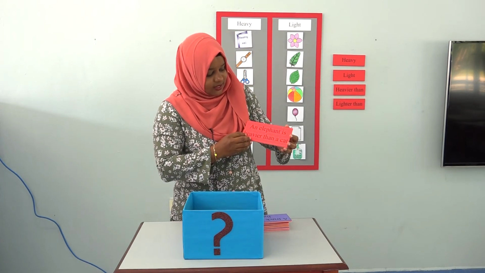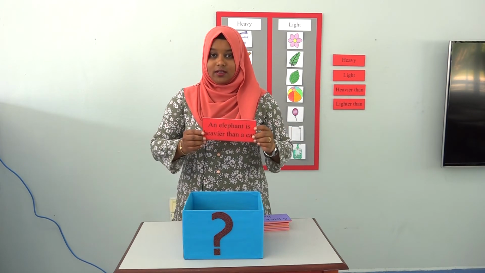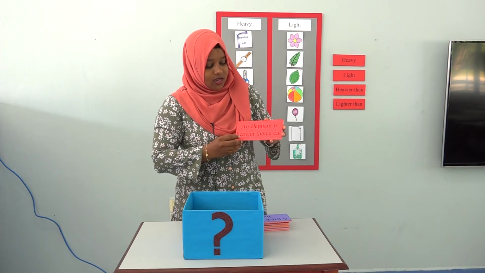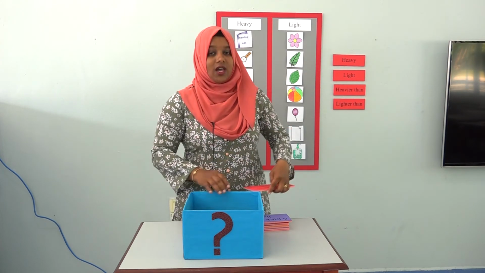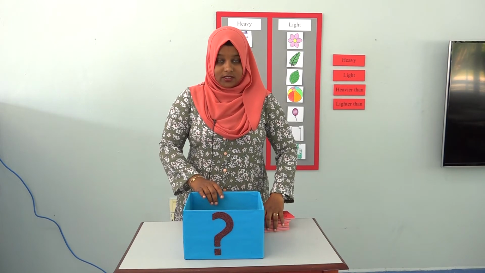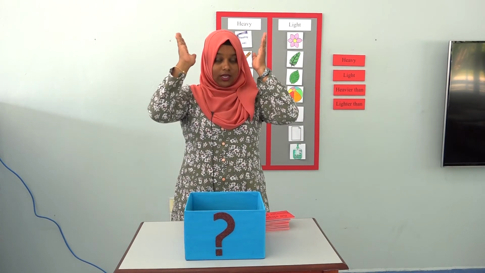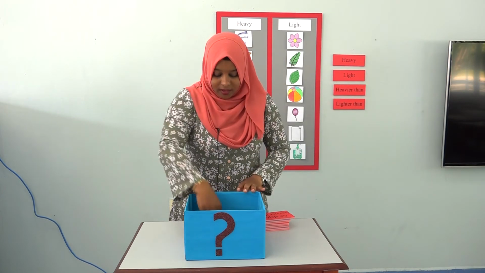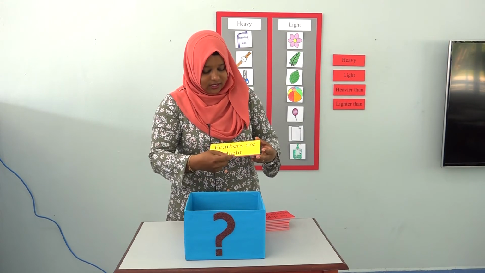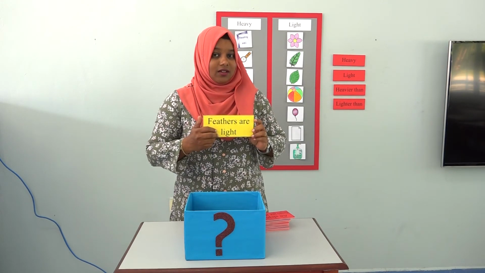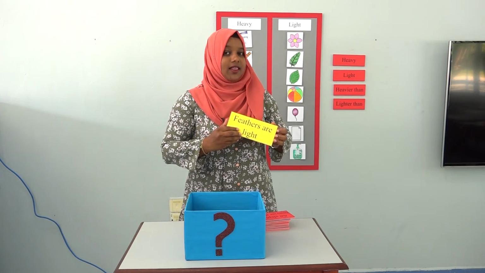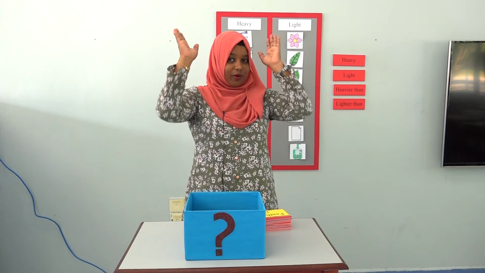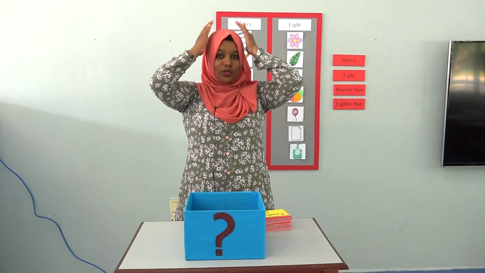An elephant is heavier than a cat. Is this true or false? Yes, this is true. Elephants are heavier than cats. So we are going to tap our heads. 1, 2, 3. The last one, it says feathers are light. Yes, feathers are light. So the statement is correct. So let's tap our heads. 1, 2, 3.